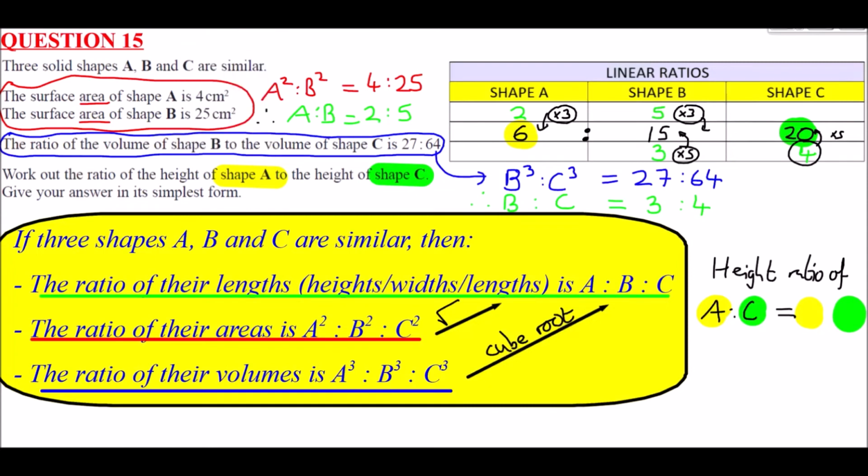So we're almost home and dry. It'd be a shame, though, to leave it as 6 to 20 because, importantly, the answer needs to be in its simplest form. 6 to 20 is not in its simplest form because 6 and 20 are both even. So we can divide both sides of this ratio by 2 to obtain 3 to 10, and that is in its simplest form. Therefore, the ratio of heights of shape A to shape C is 3 to 10. For every 3 centimeters high shape A is, shape C is 10 centimeters high.